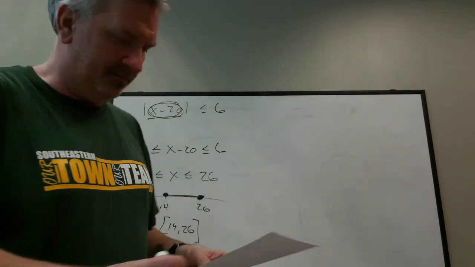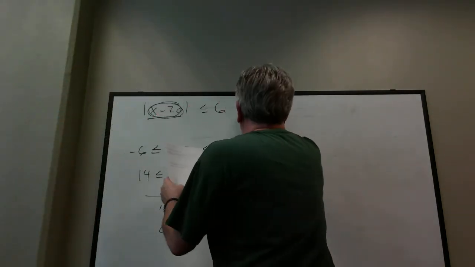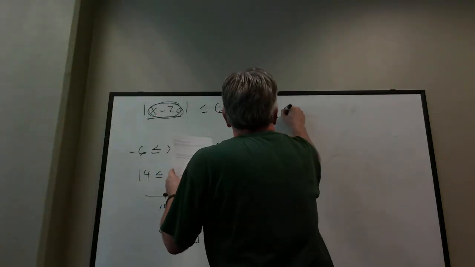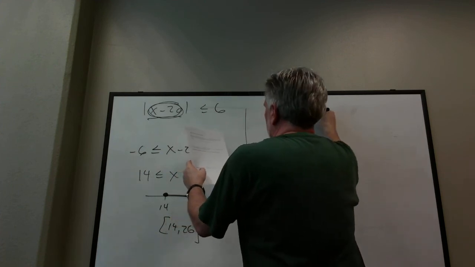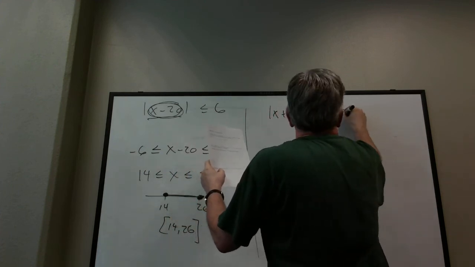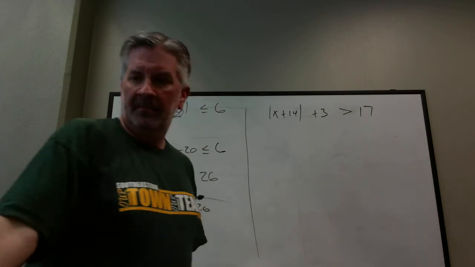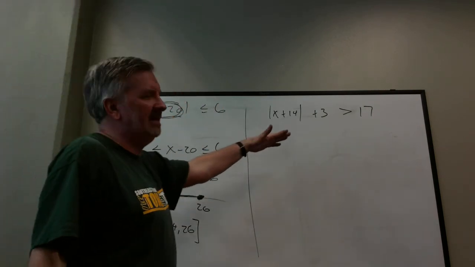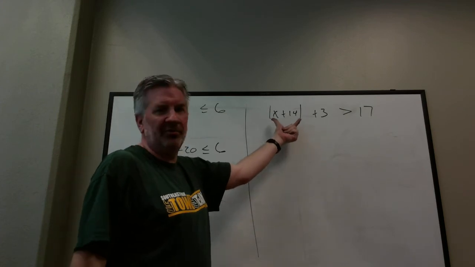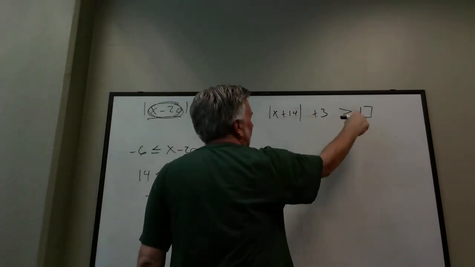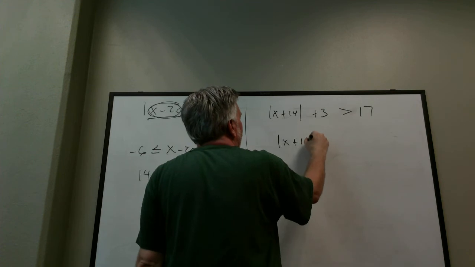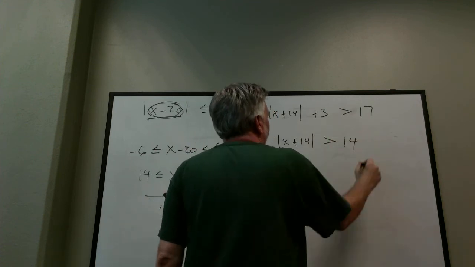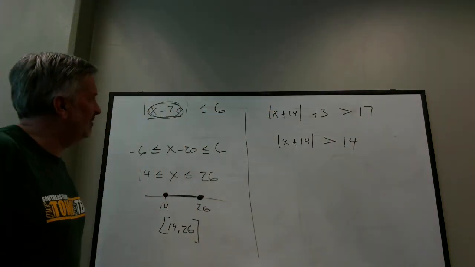Okay, let's do one more. It says solve the inequality: the absolute value of x plus 14, plus 3, is bigger than 17. Then graph the solutions. Okay, well here I think we need to do one step first. You really want to get the absolute value by itself. So let me subtract 3 from both sides. The absolute value of x plus 14 is greater than 14.